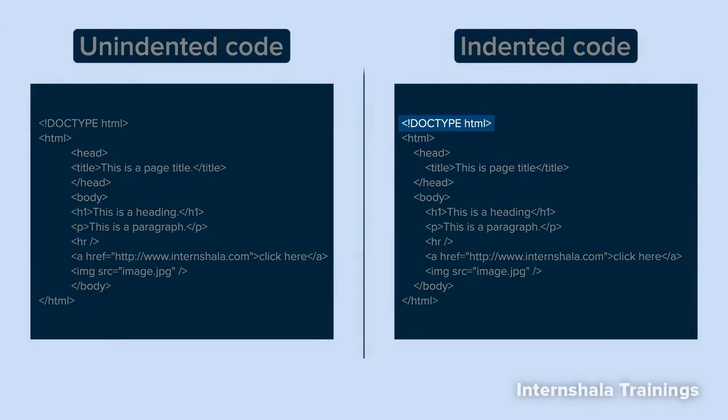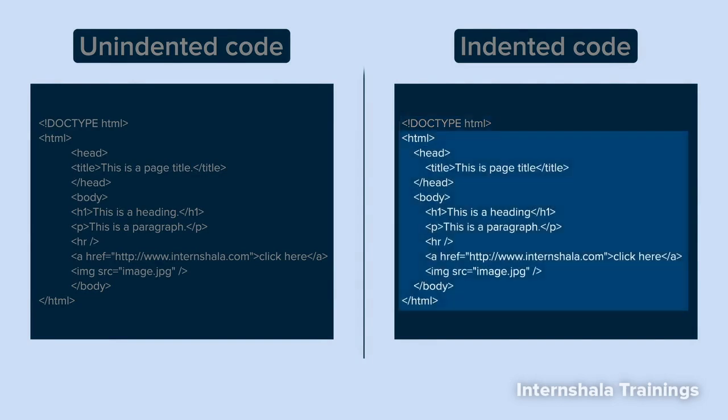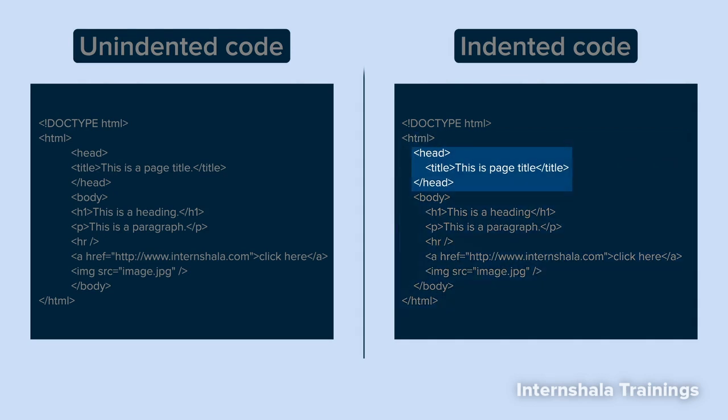The first element in our sample HTML code is the doctype HTML, which we will discuss shortly in the video. In the next line, we have an HTML element which is not a child of any element. So this will start without any leading space. Next, we have a head element which is a child of the HTML element. So it will start with 4 leading spaces. To add a leading space, just press the spacebar once. So for 4 leading spaces, we need to press the spacebar 4 times.